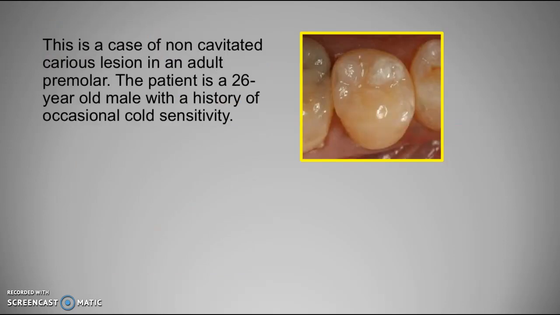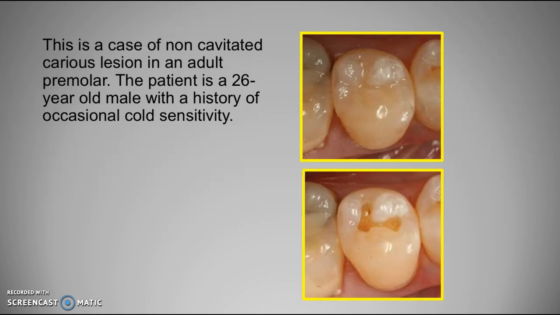Here is a case of a non-cavitated carious lesion. The patient is a 26-year-old male with a history of occasional cold sensitivity. And this is the lesion we discovered after de-roofing, which is pretty much why he had cold sensitivity. So it wasn't very obvious visually. The explorer did not detect it, and no discoveries were made on the radiograph. So that pretty much sums up that the diagnostic tools we had 20 years ago were not enough to detect non-cavitated carious lesions.